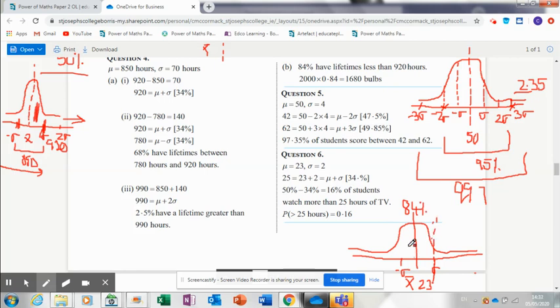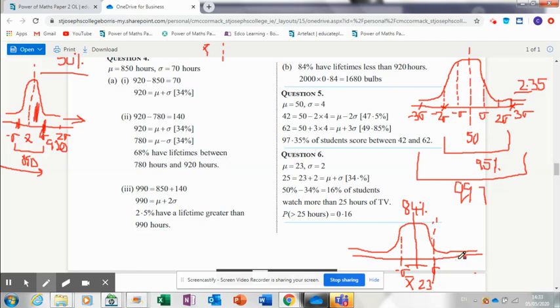I hope you understand that, because keep remembering this is 50%. It's just between these two here is 68%. But all the numbers less than that is 50%. Half of this, if this is 68, that bit is 34. That's 34, that's 34. So it's 50 plus 34 is 84. So up to less than 25 hours a week is 84%.